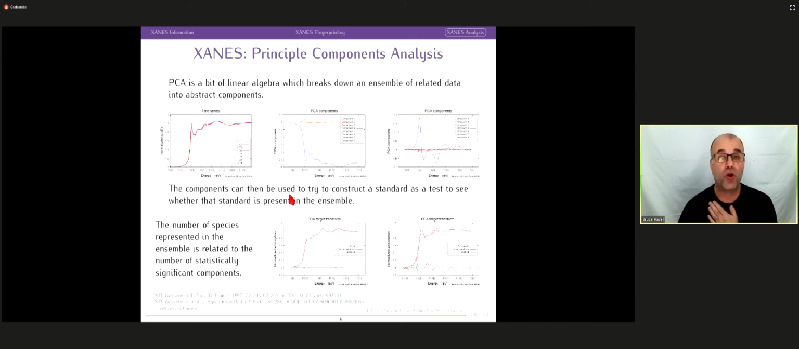You will see linear algebra approaches like principal components analysis. This is something that you can use to look at an ensemble of data, a tool that will tell you if an ensemble of data contains a certain standard. In this case, I did PCA on the time series that I just showed you. And I can show you from doing this linear algebra analysis that there is certainly metallic gold in this sequence of samples, but there is certainly not gold cyanide in this sequence of samples. So these linear algebra approaches to ensembles of data are very commonly used in the literature also.